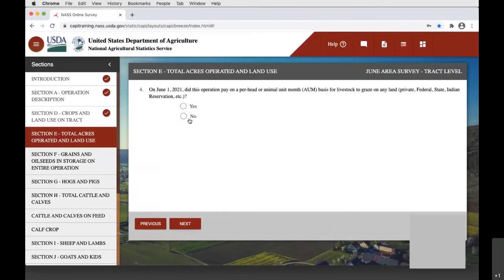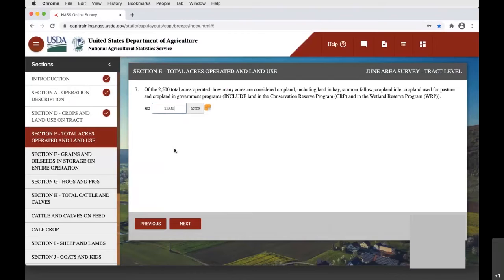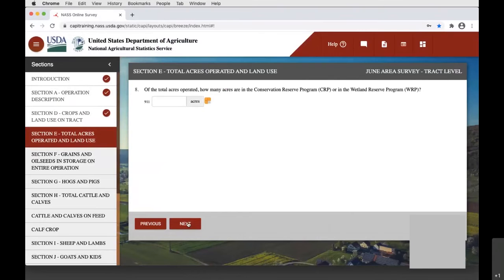Did we have anything on an AUM basis? We'll say no. How much was in cropland? Well, I'm going to say 2,000 acres are in cropland. Of the total acres operated, how much is in CRP? I'm just going to say those 10 acres of cropland were in CRP.